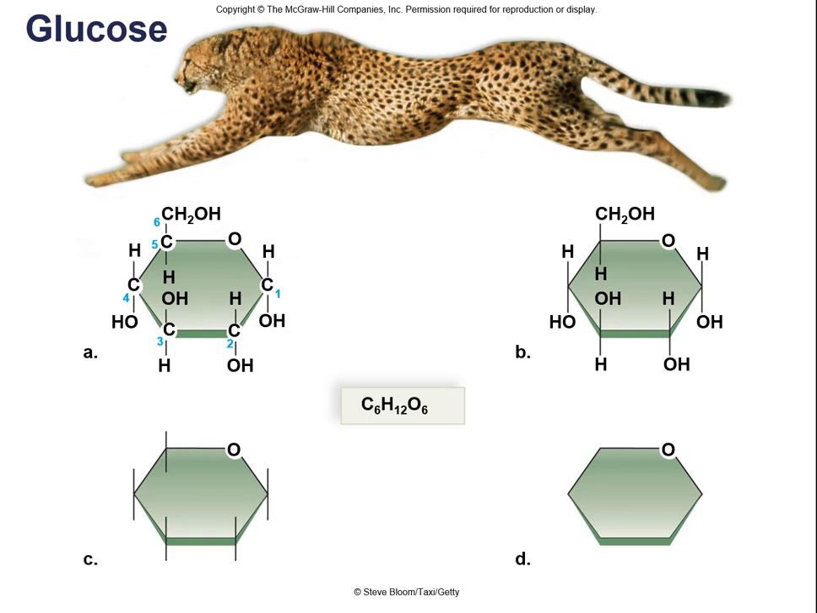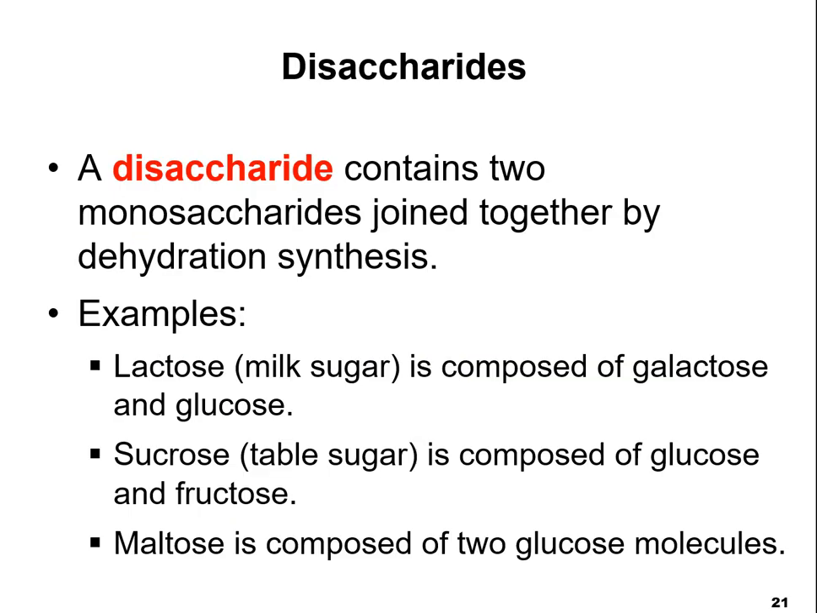We already saw this before, C6H12O6. Remember that 1:2:1 ratio. And this is just showing you different ways that you can represent glucose. Do you need to draw the structure of glucose? No. Am I going to ask you to identify glucose based on one of these structures? No. Should we recognize this as glucose? Yes. All right, so glucose, a monosaccharide.